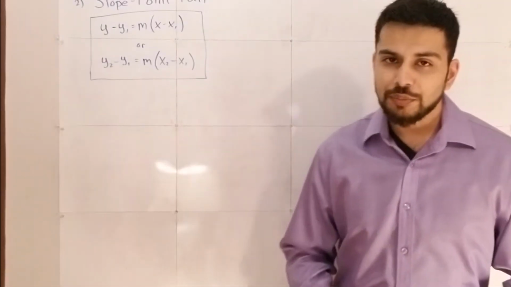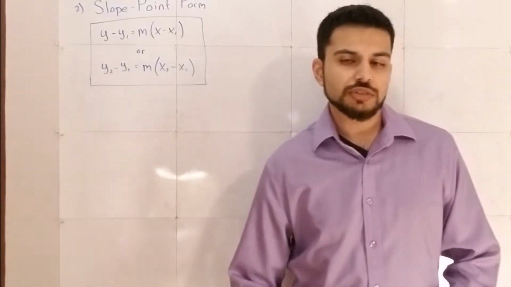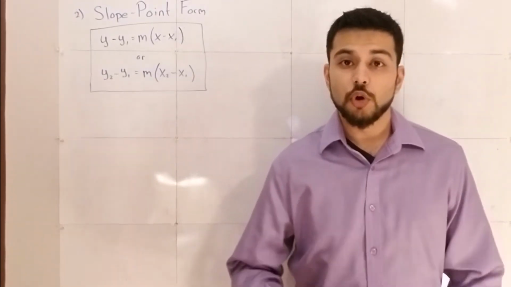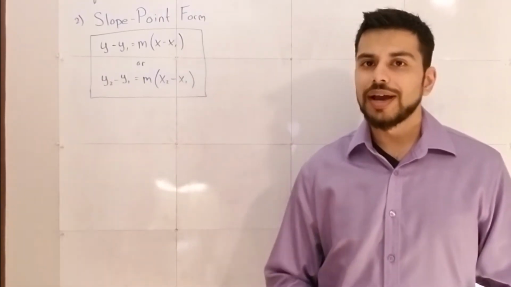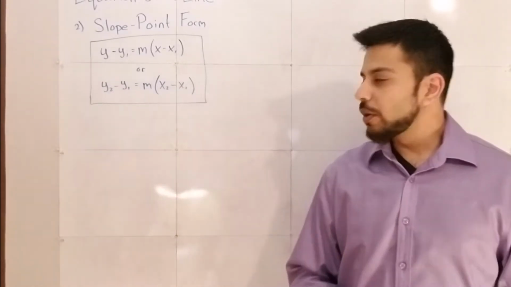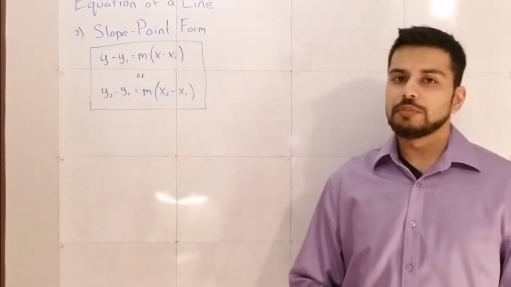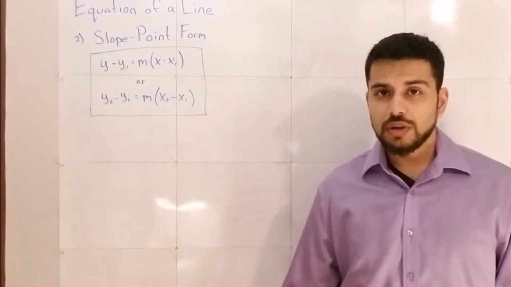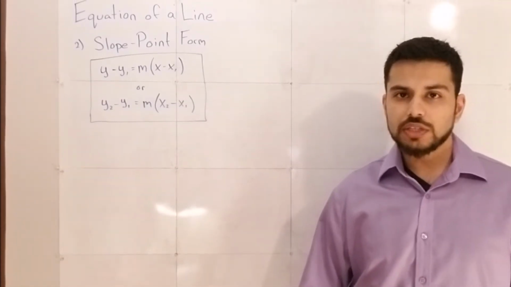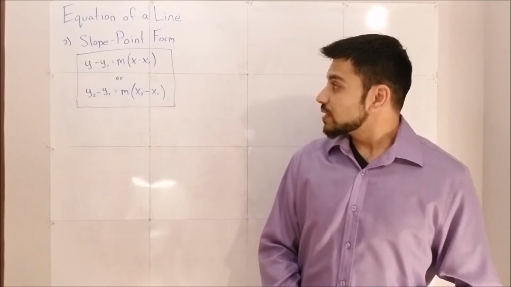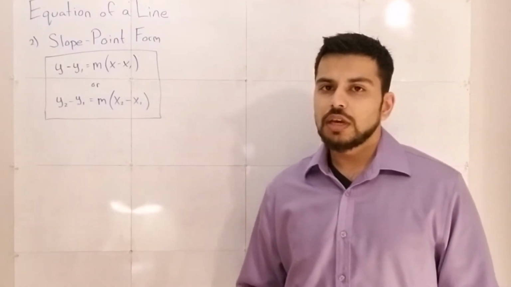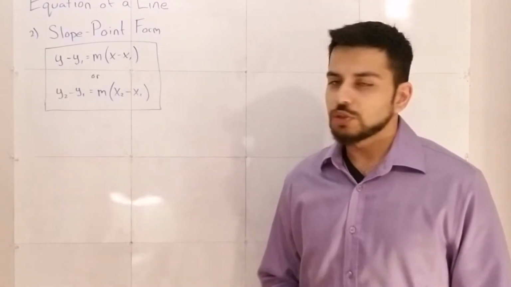Now, if you remember, slope-intercept form was an equation of a line that told us both the slope and where our y-intercept was going to be. So going by the name, slope-point form is going to tell us our slope, and it's going to identify a point on the line for us. The equation itself can be written in one of two ways. I'm sure you could have a different way as well, but usually we have it in one of two ways.